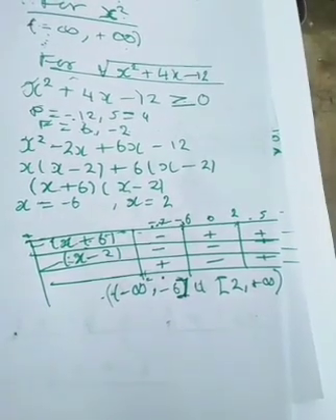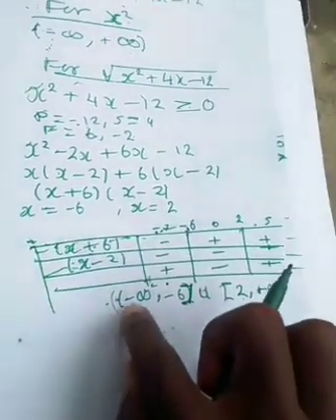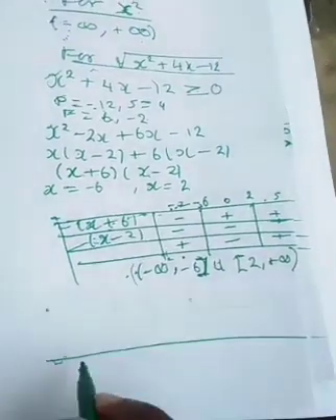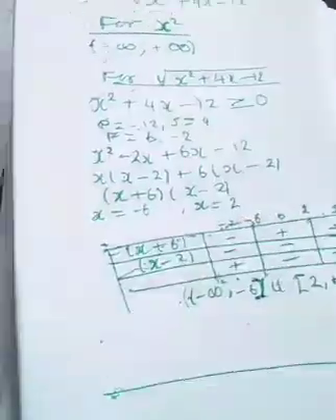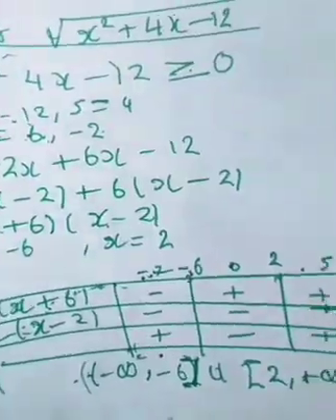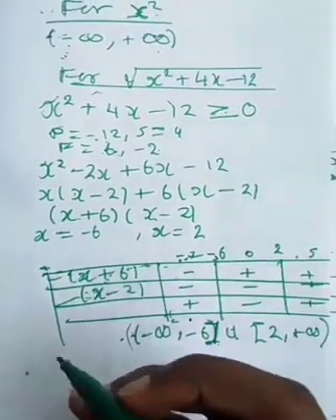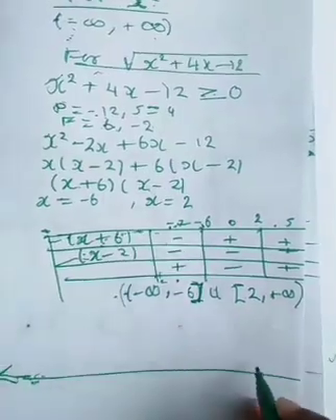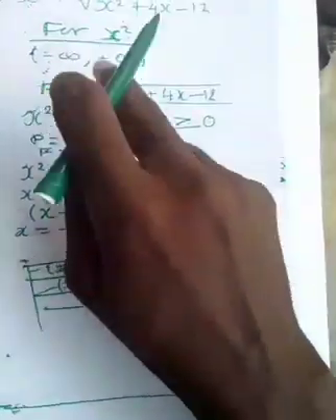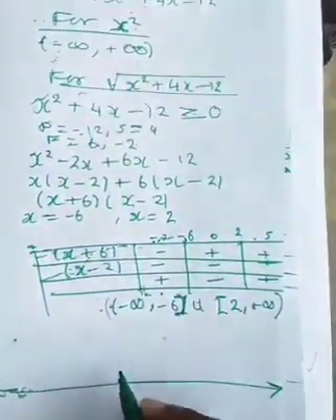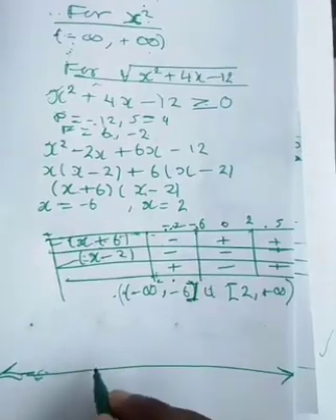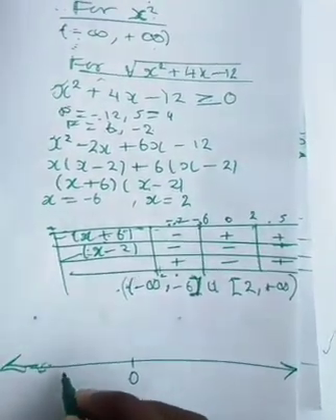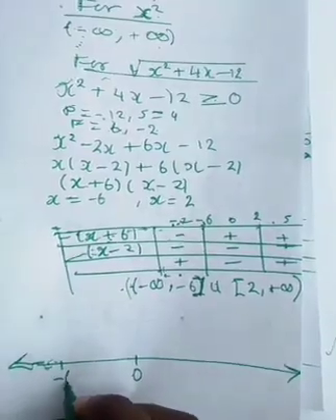So now I'm going to put them on the number line. Let me do this. Okay, so I'm going to put the domain for these two functions. So let's start with this. So I'm expecting to first, let me put 0 here, then negative 6, and then 2.